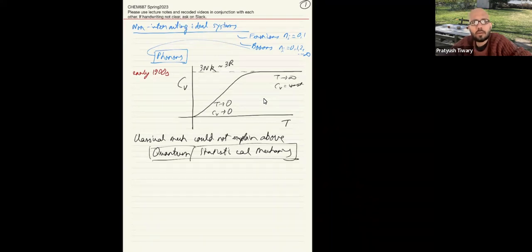I will show you how classical mechanics indeed behaves. So in classical mechanics, I will show you next that the picture is that the heat capacity is constant. So if you assume a classical mechanical model, the heat capacity just does not change.